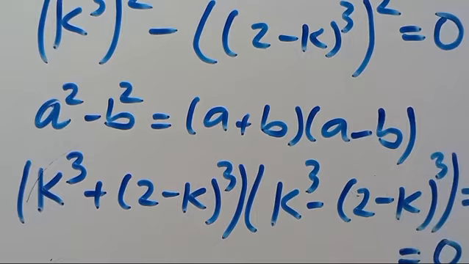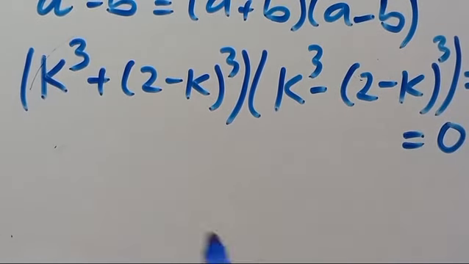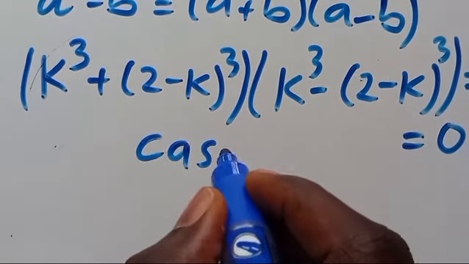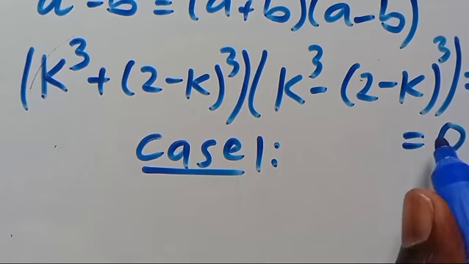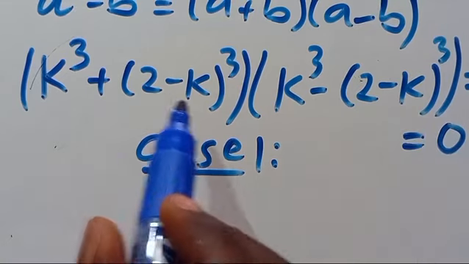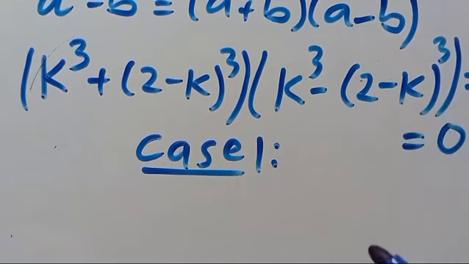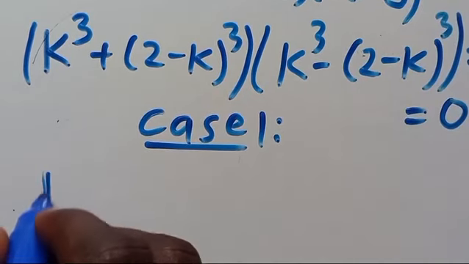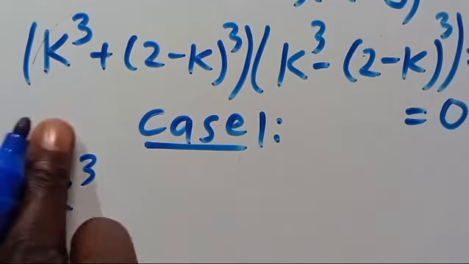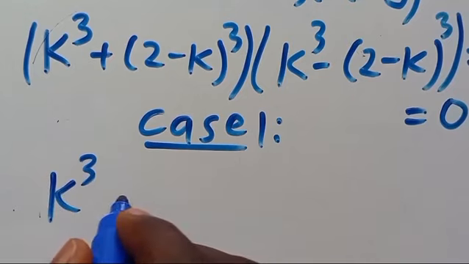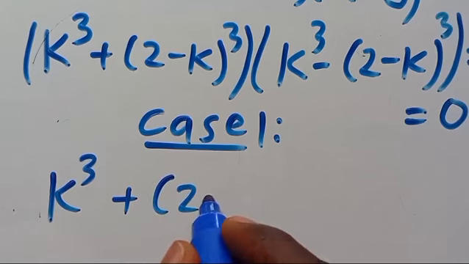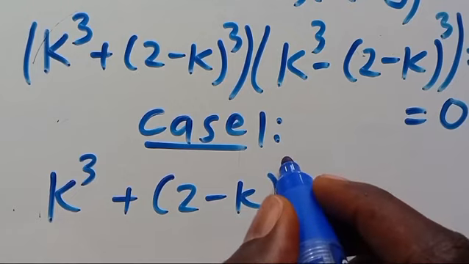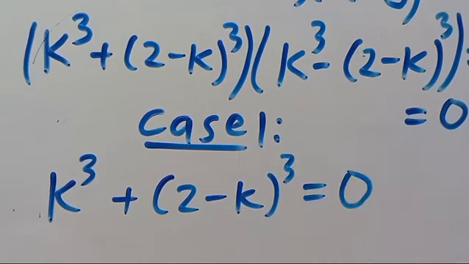So from here, now let's see case 1. Because we must understand that for this expression to equal 0, it's either this one equal to 0 or this one. Either of the two must be equal to 0. Then if this one equals 0, we are going to have k to the power of 3 plus (2 minus k) to the power of 3 equals 0.